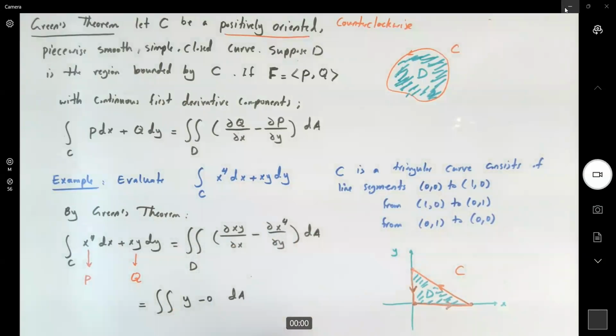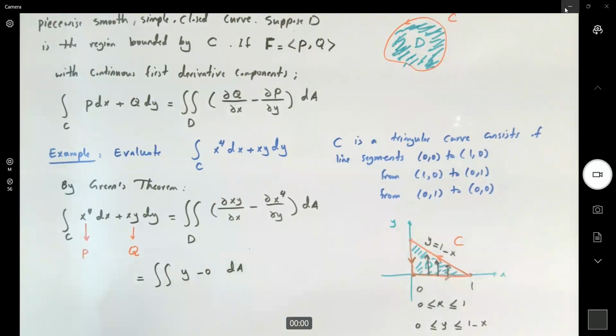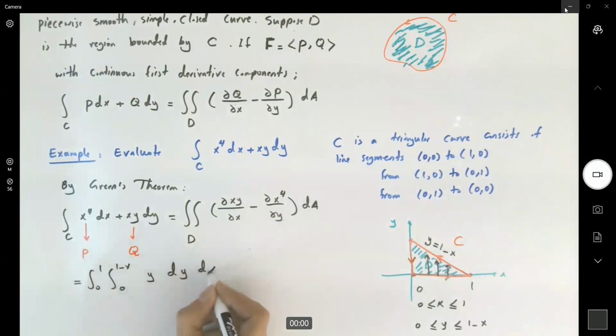Very good. So take a look at this. Here you can say that our x is bounded between 0 and 1, and our y is bounded between 0 and the top, which is the line y equals 1 minus x. So x is bounded between 0 and 1, and y is bounded between 0 and 1 minus x. So this becomes the integral from 0 to 1, from 0 to 1 minus x, y dy, and then dx.